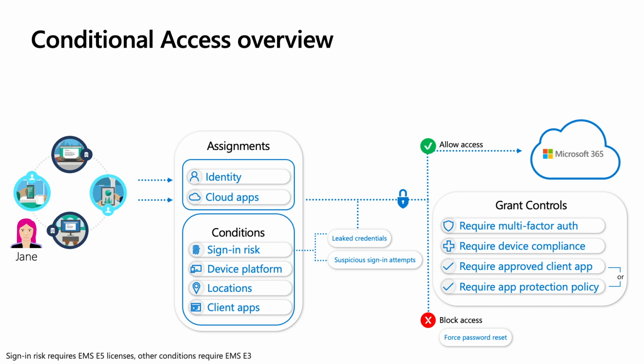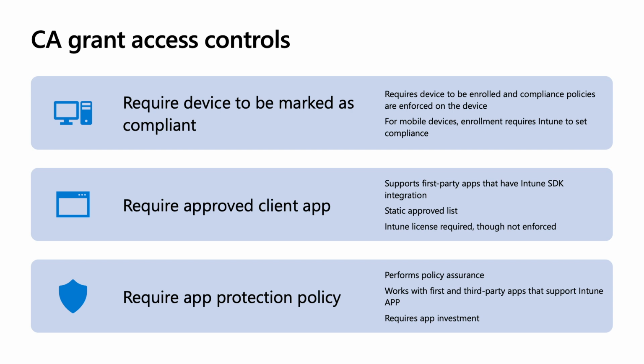Finally, after evaluating the assignments and conditions, we can make a decision of whether to block access or to allow access. And if we allow access, we have further granularity. From the perspective of mobile devices, we have three key grant access controls that we can utilize. First and foremost, we could look to see if the device has been marked as compliant. As its name implies, this means that the device is not only enrolled, but is also compliant from a compliance policy perspective or from a mobile threat defense vendor perspective. And then finally, we have our require approved client app and require app protection policy grant controls, which are really geared for app protection policies.